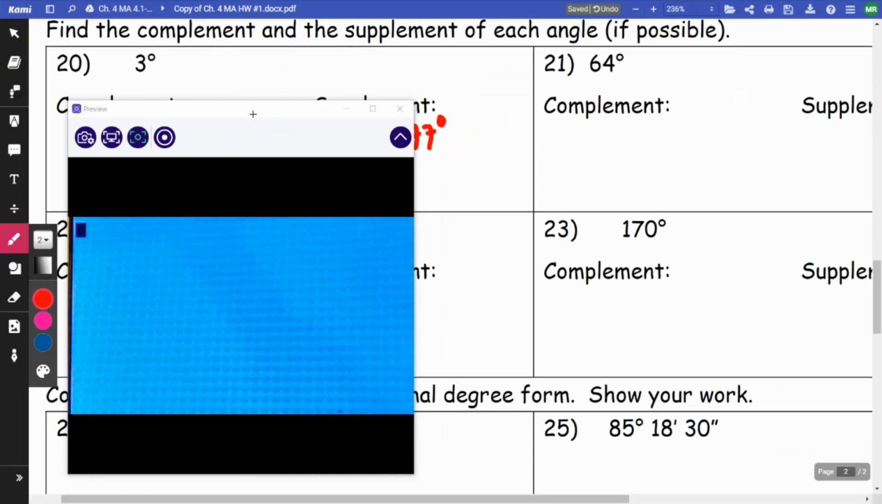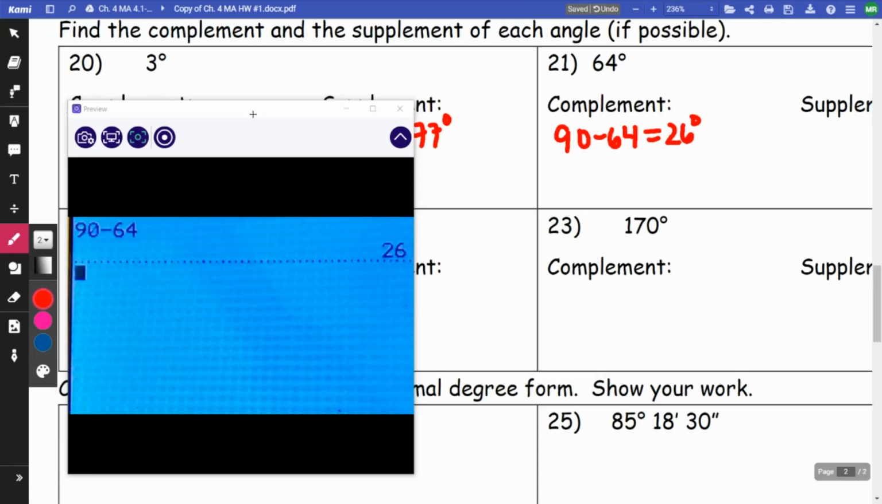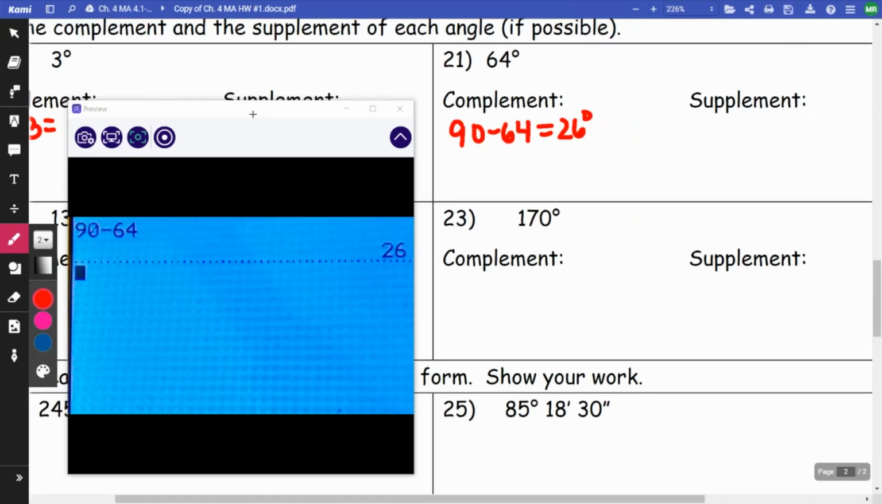For 64, I'm going to take 90 minus 64, and 90 minus 64 gave us 26 degrees. And I'm going to take 180 minus 64, and 180 minus 64 gave us 116 degrees.